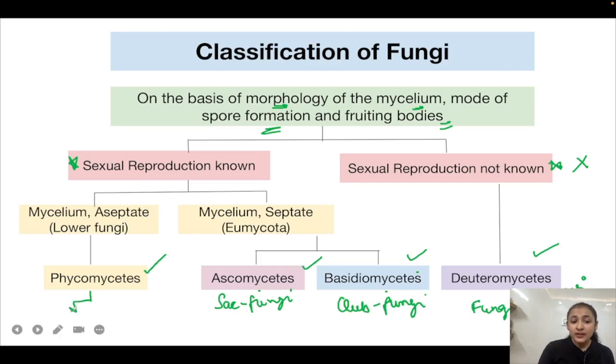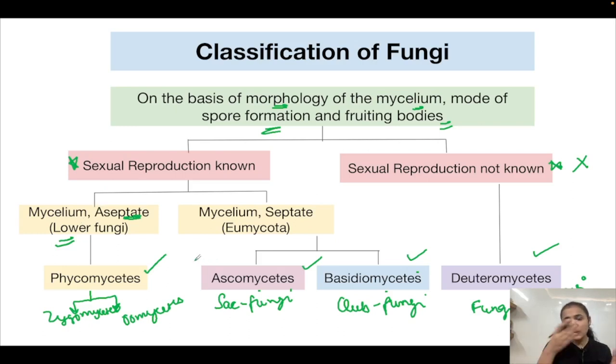Phycomycetes is further divided into oomycetes and zygomycetes. Now, this group is of the lower fungi. That is, their mycelium is aseptate. Mycelium is present and it is aseptate. Coenocytic condition is seen. The multicellular condition in which various septa are present is not seen.